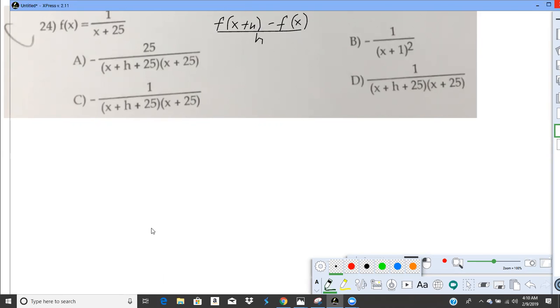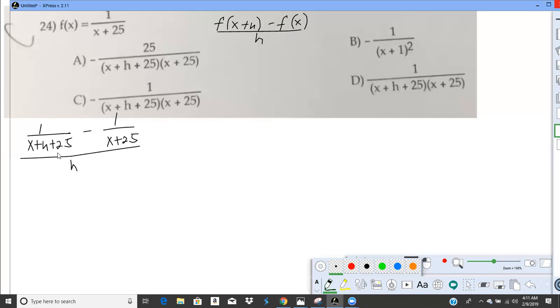So f(x + h) is, whenever you see x, you replace it with x + h. So let's do that. For this one, I'm going to copy 1 over, and that x becomes x + h, plus 25. So f(x + h) minus f(x) is all of that: 1 over x + h + 25, minus 1 over x + 25, all over h.